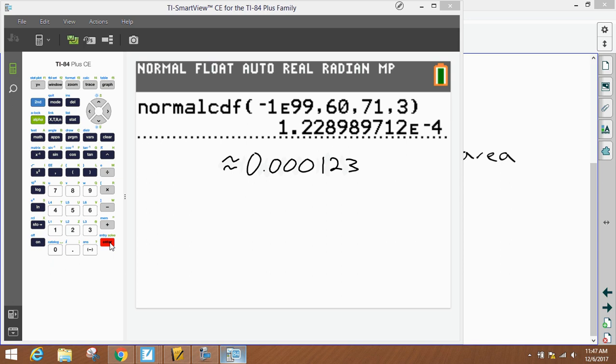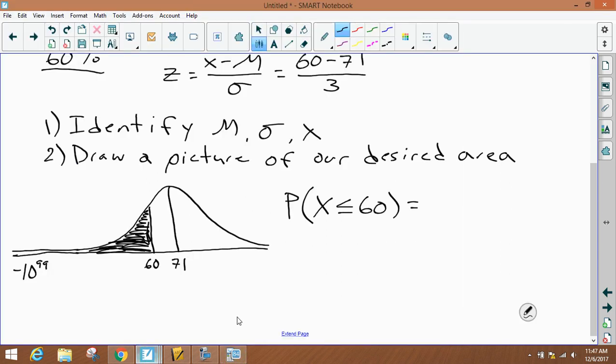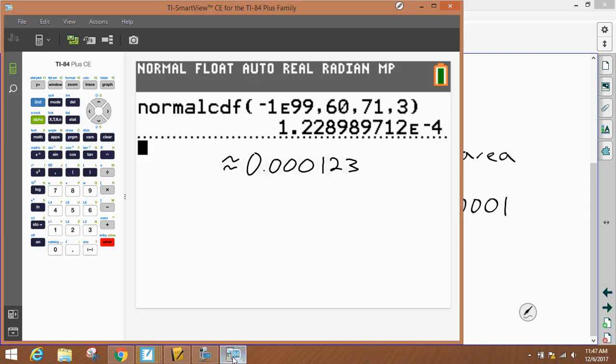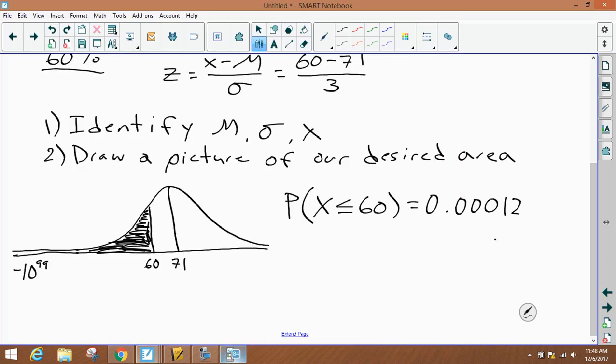All right, so there's our first calculation. And we'll put that number here. 0.000, was it 123? 123. 1, 2, 3. That's very, very unlikely, right? If this is your tens, hundreds, thousands, 10,000, you could say it's around a 1 in 10,000 chance. It's very low, right? That's how you would interpret that in terms of a probability.